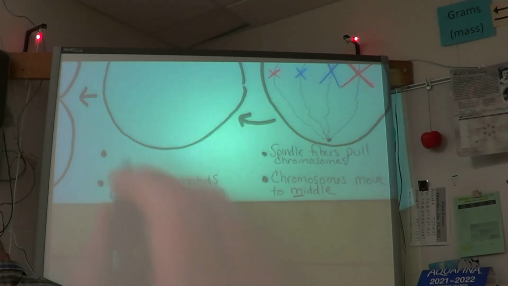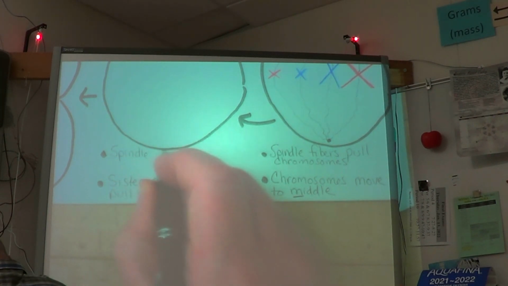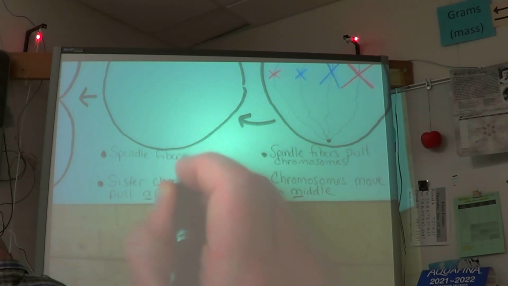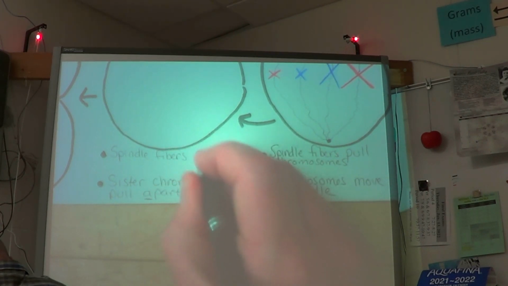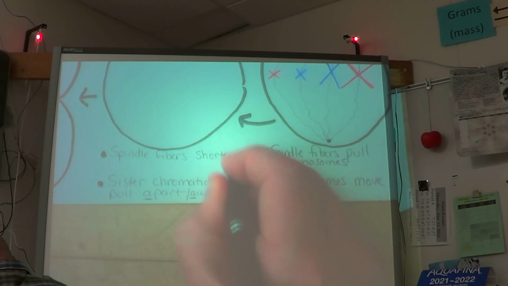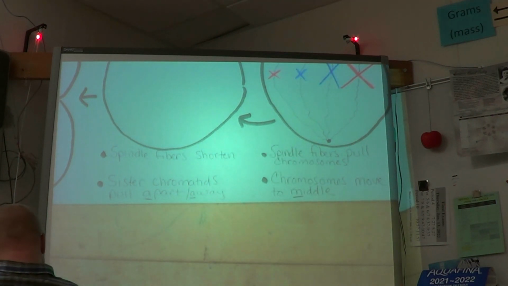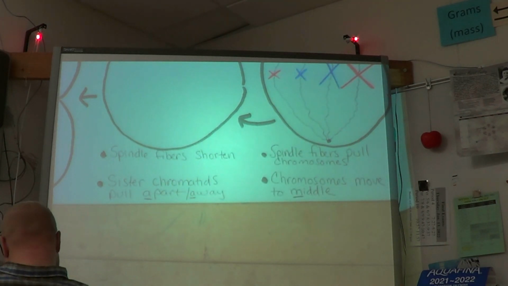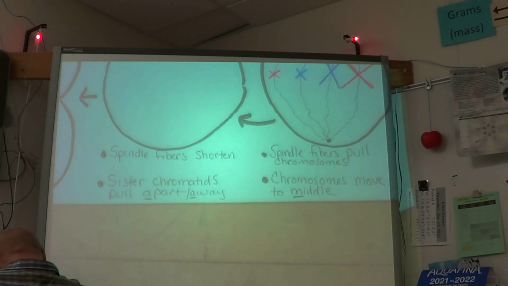And the reason why these are getting pulled apart is because the spindle fibers are getting shorter. Okay? So those ropes, they're pulling, they're tightening those ropes, and those spindle fibers are shortening. Because the spindle fibers are shortening, something's got to give. That protein, that centromere, is starting to dissolve, it's weakening, they get ripped in half.